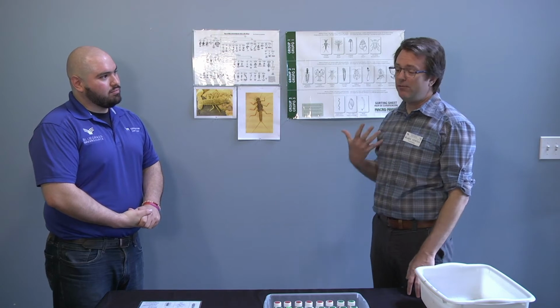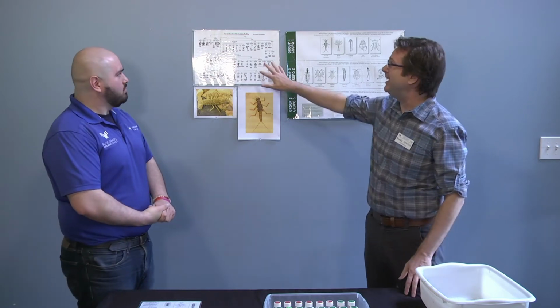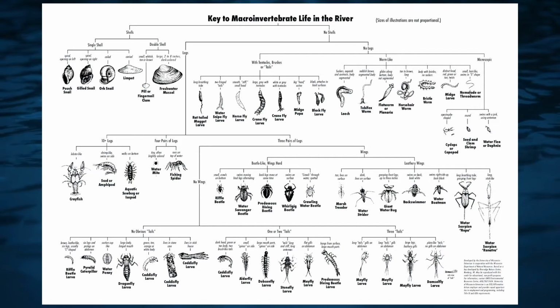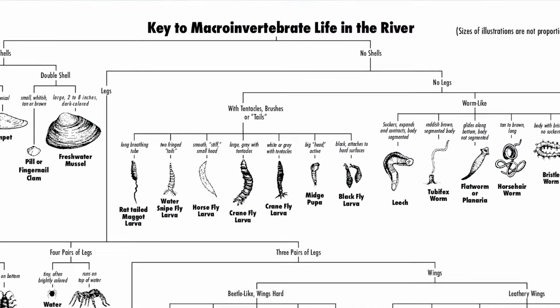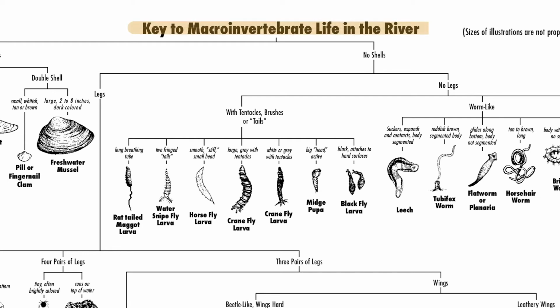Well, there's lots of tools that you can use. You can just go on the internet, you can use books. But one of the things that we like to bring with us when we're doing this activity is a key, a dichotomous key. Okay, so this is a dichotomous key. This one says key to macroinvertebrate life in the river. So as Blake mentioned, we are looking for ones in water because macroinvertebrates can live on land as well, right?